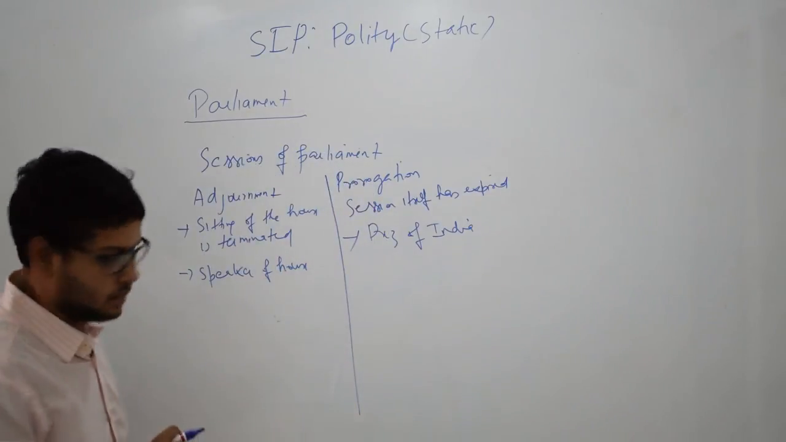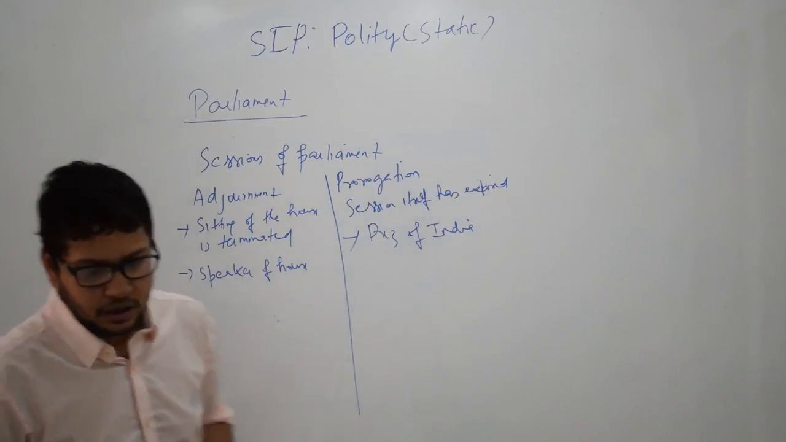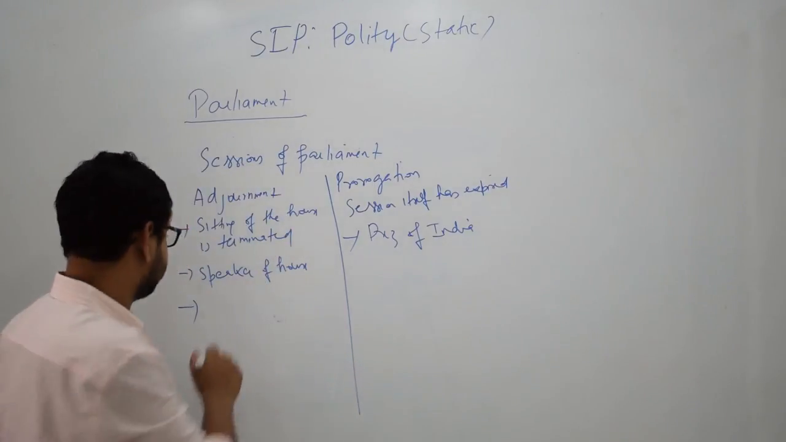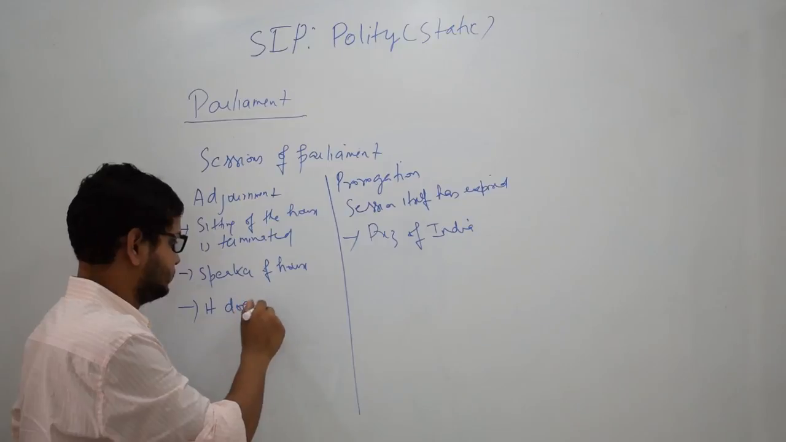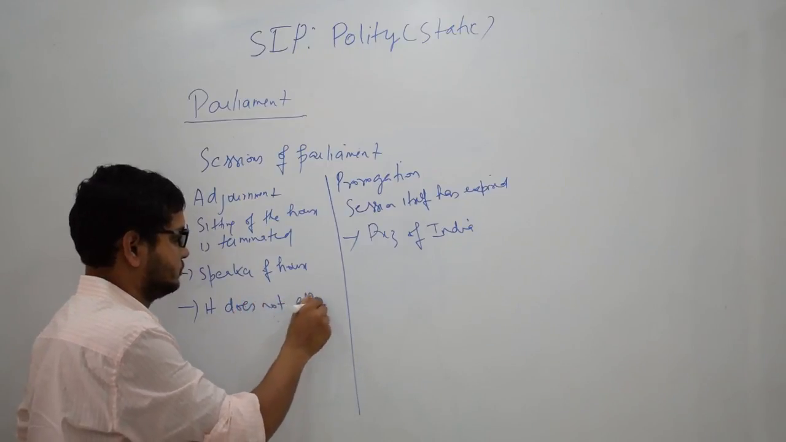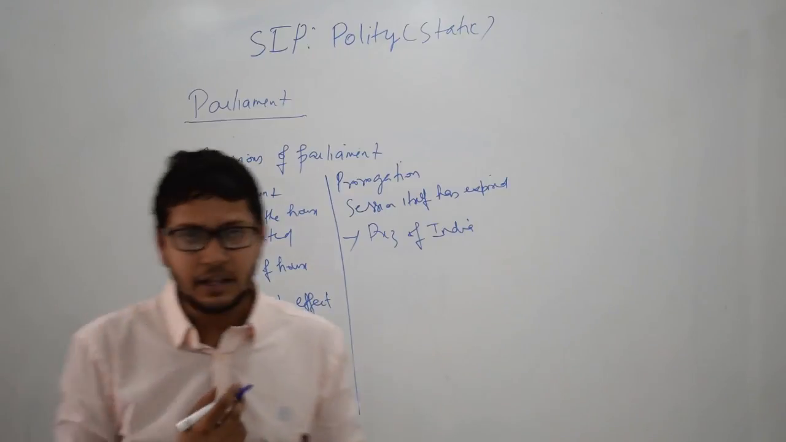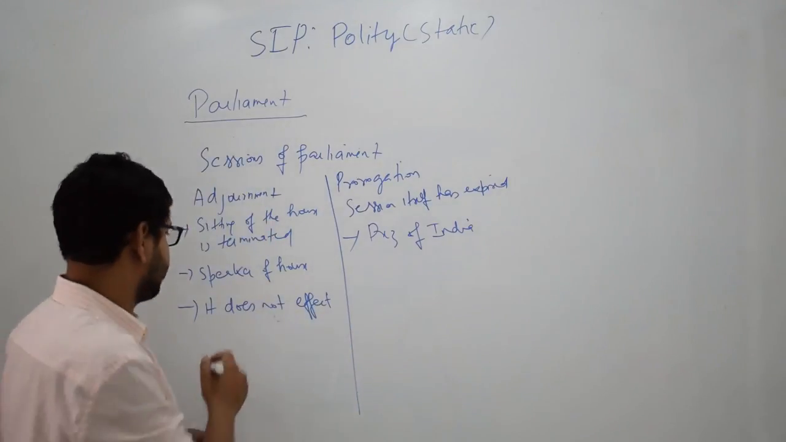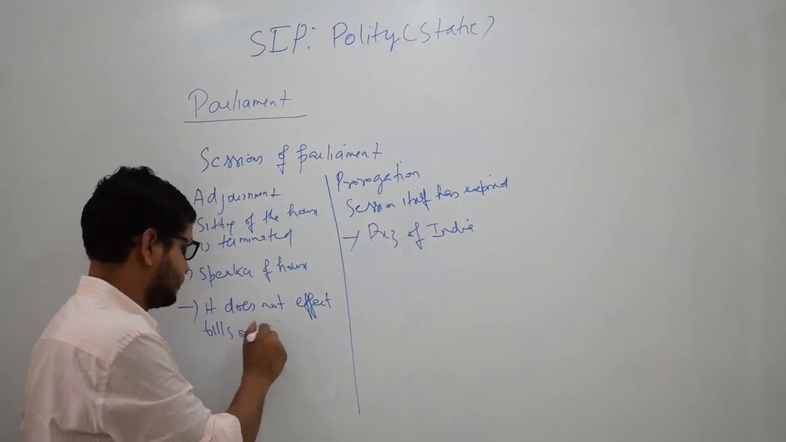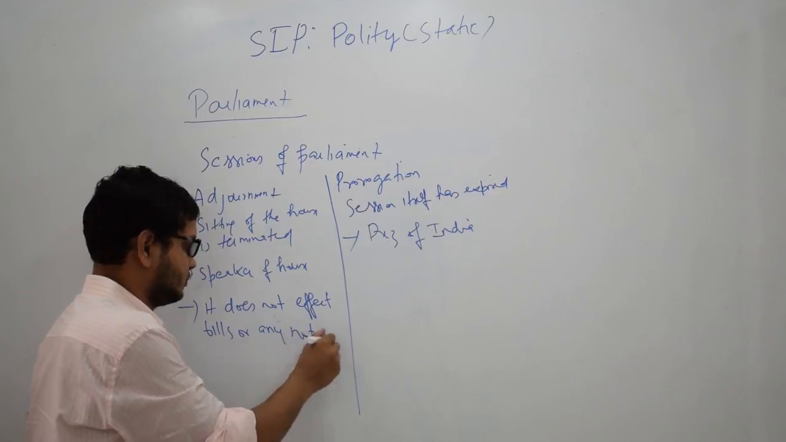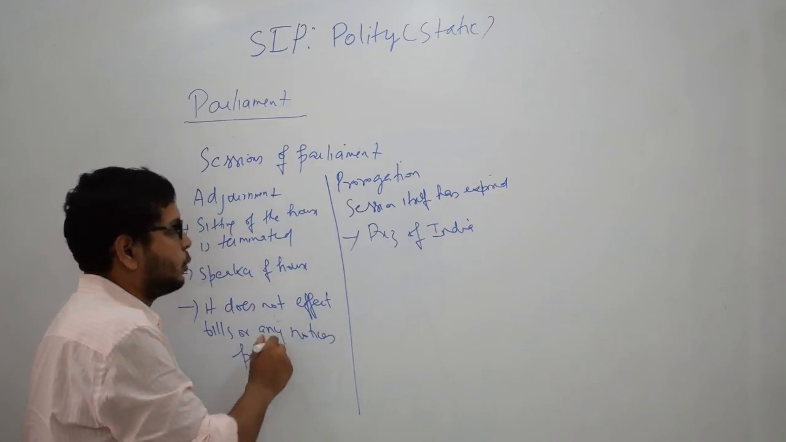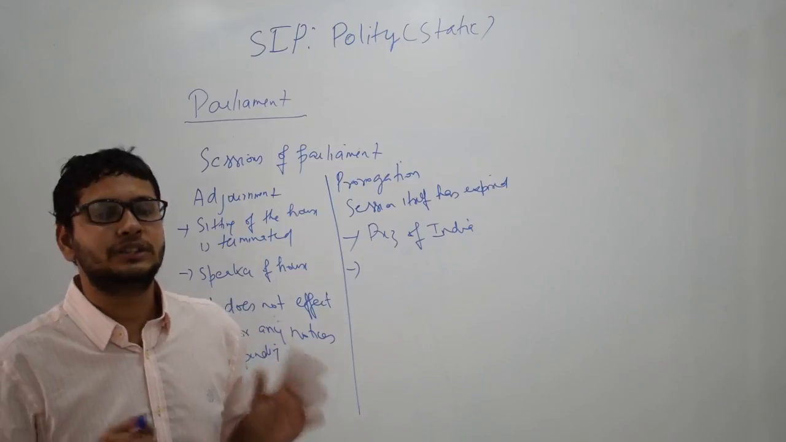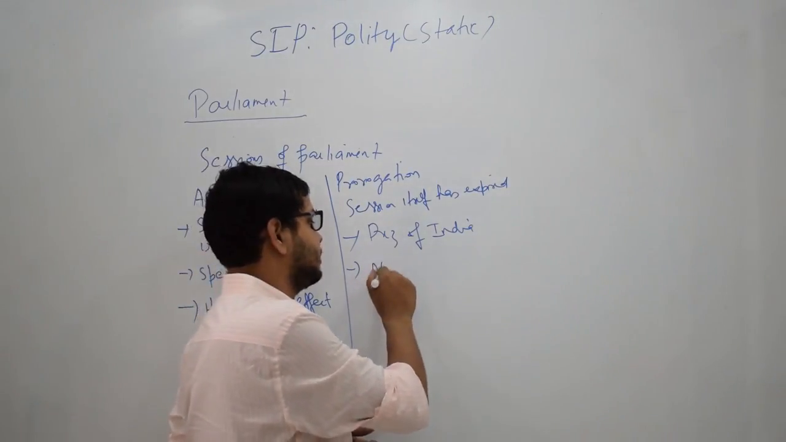Thirdly, when there is adjournment, it does not affect the bills or any other notices which are pending. But when there is prorogation, all the bills continue to stay, but all the notices get expired. So all notices get expired.